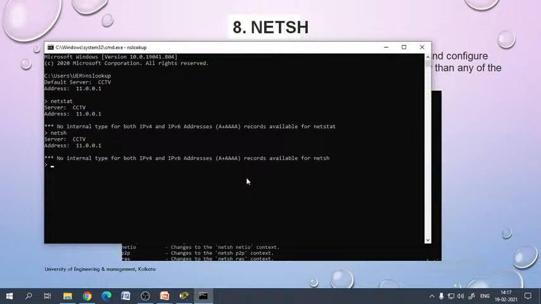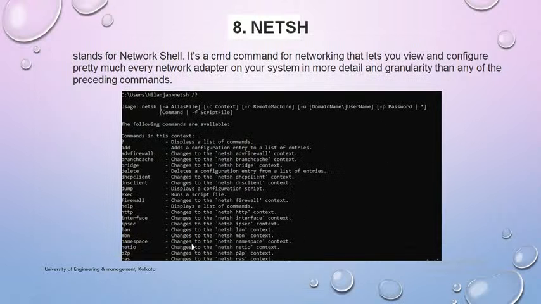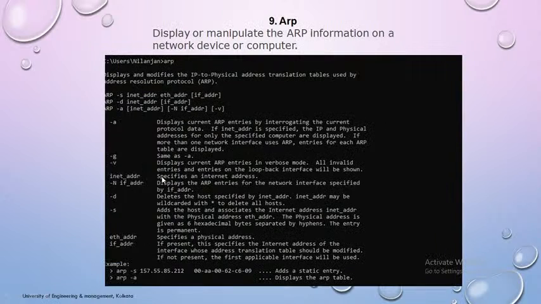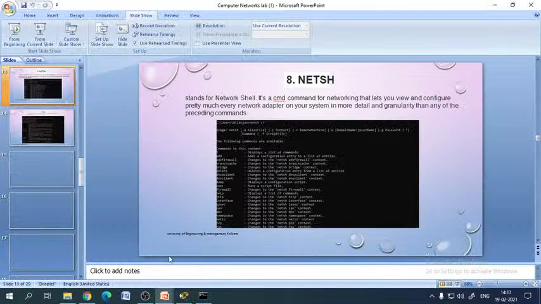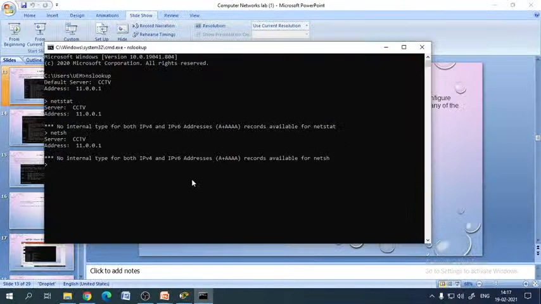Okay. Now again, once I write down netsh, I get to see the same thing that is coming out: server is CCTV and address is 11.0.1. Why is that so? Why am I not getting everything like that's shown here? So there should be something which should be coming with netsh. So if you just try to find out what the different commands are that we can use.